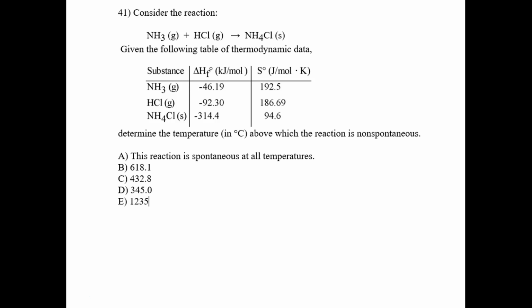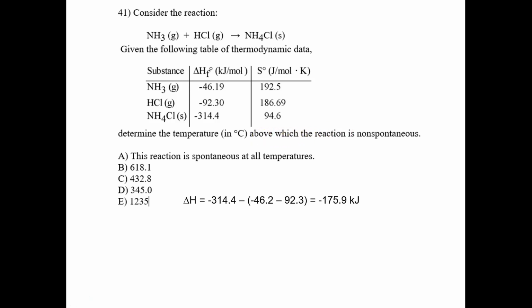Let's consider this reaction. This is the reaction of ammonia gas with hydrogen chloride gas to give solid ammonium chloride. We could call this the Josh Teague reaction. And so given this table of thermodynamic data, which doesn't give us delta G values for these substances, but it gives us delta H, standard enthalpy of formation, and standard entropies for all these substances, determine the temperature in degrees Celsius above which the reaction is non-spontaneous.